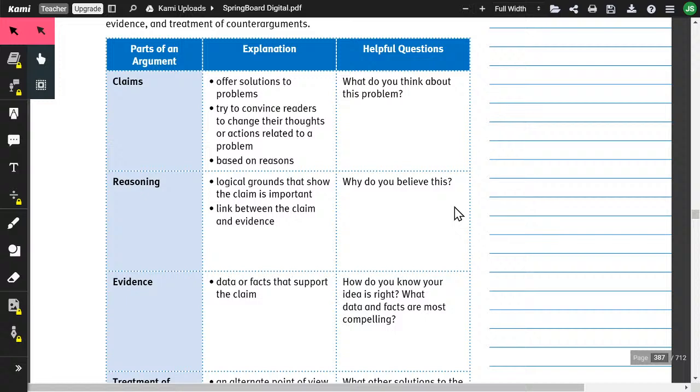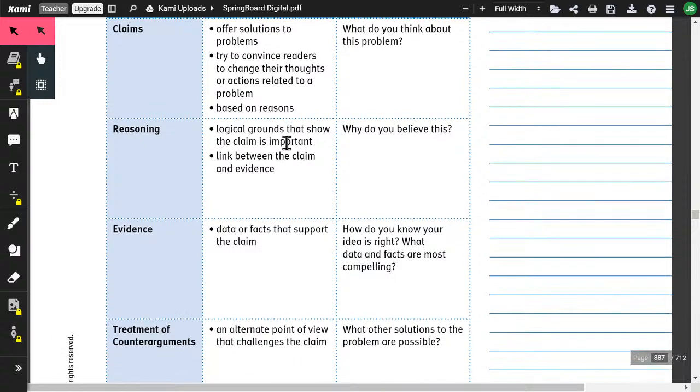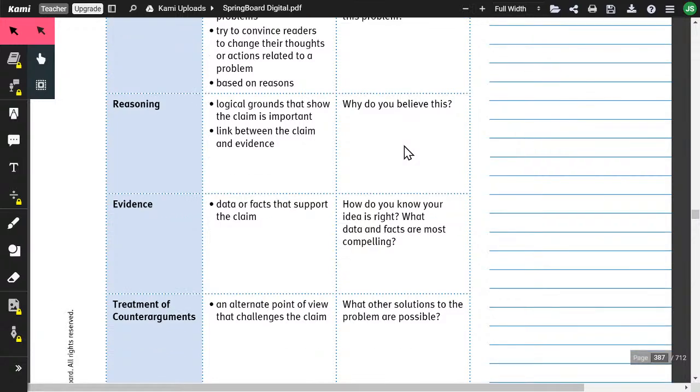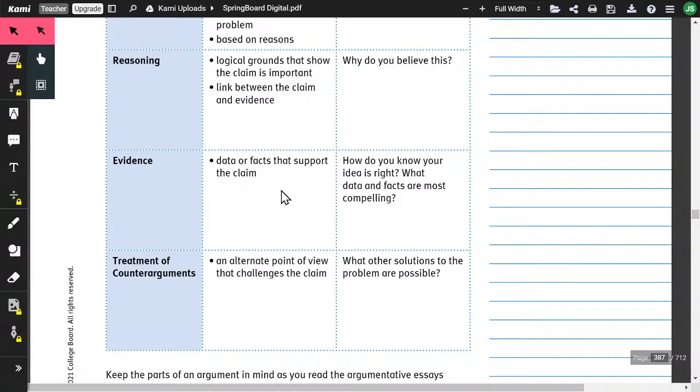So when we get to reasoning, you are going to look at, all right, so what are the logical grounds that show this claim is important? There has to be a link between the claim and the evidence. And reasoning answers this question: why does this person believe this? They have to convince us. If they're not even convinced, we're not going to be convinced if they don't support their own argument. And the reasoning is supported by the evidence. This is the data, the facts. How do you know your idea is right? What can you use to support it? Not just logical statements, if this, then that, but what about the data? How do you support your claim?